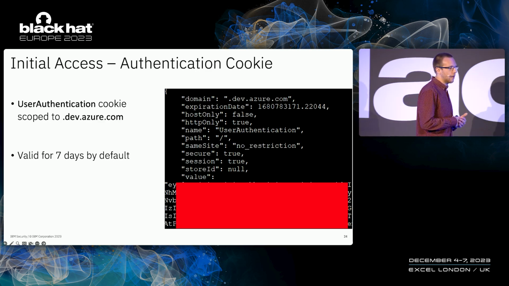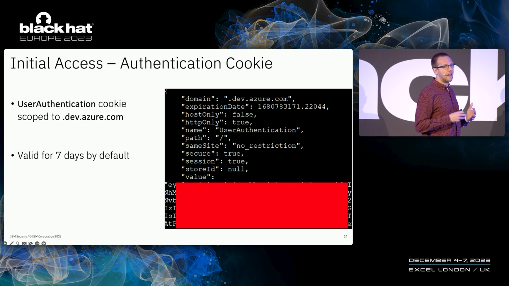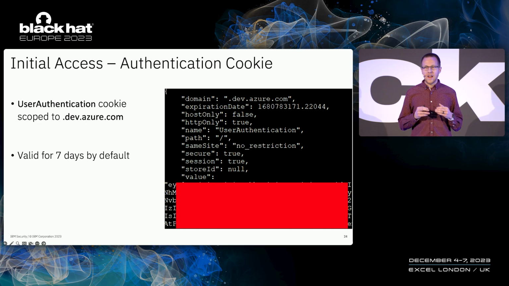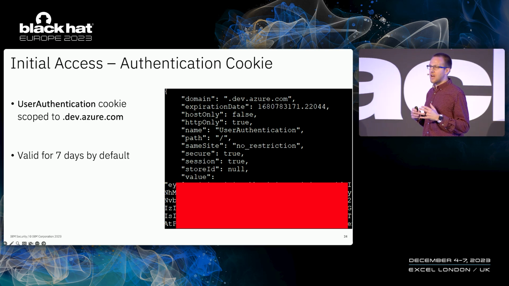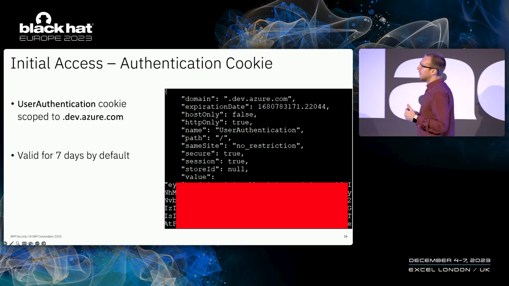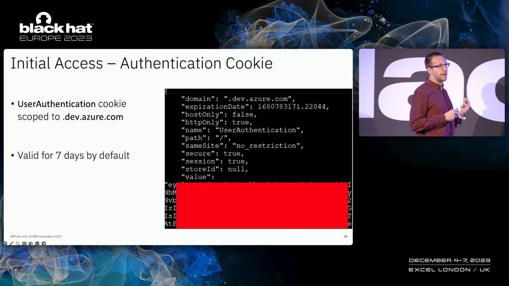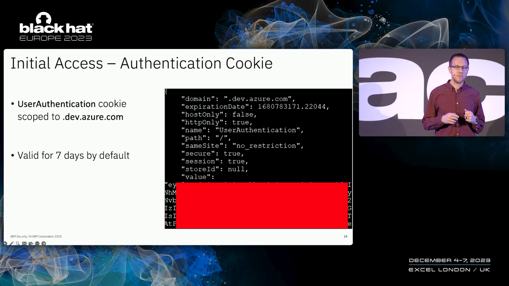Now this is the new one here. Whenever you successfully authenticate to Azure DevOps Services, you are given a user authentication cookie, and it's scoped to .dev.azure.com. Now by default, this cookie is going to be valid for 7 days. And you can use this cookie to interact with the Azure DevOps Services REST API.